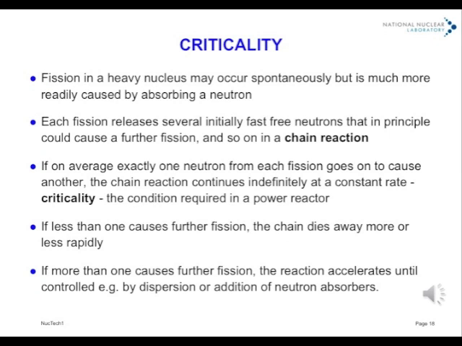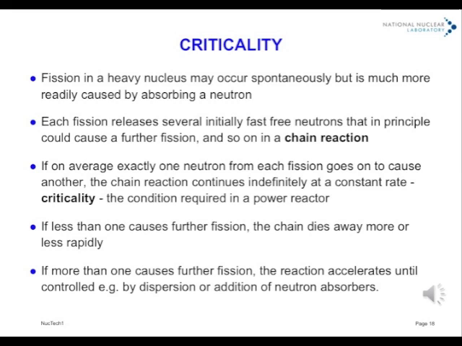Since fission releases several free neutrons, each capable of triggering another fission in a susceptible nucleus, a chain reaction can be set up. When exactly one further fission is caused for each that has already occurred, the reaction proceeds at a constant rate. This is criticality and the state required in a power station at steady output.